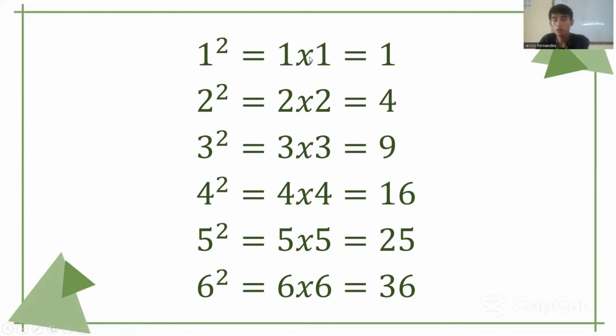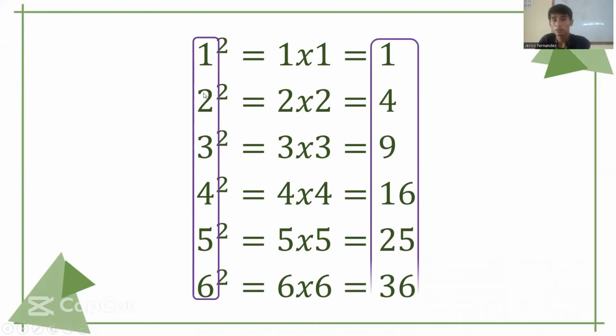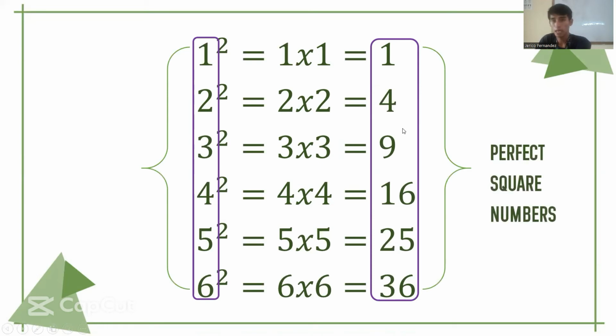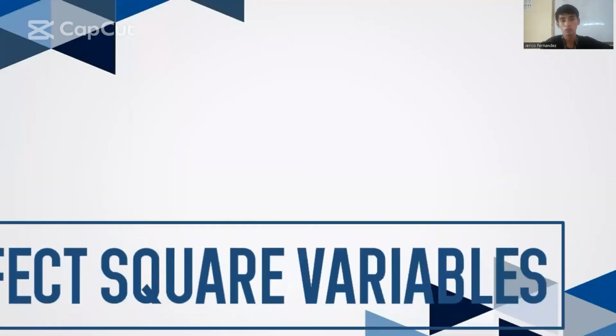We have here the list of the first 6 perfect squares. We have 1 squared is equal to 1 times 1, di ba? Tinimes sa sarili, equals 1. Ganon din yung 2, 3, 4, 5, 6. So, itong mga nasa kaliwa at nasa kanan ay square roots and perfect square numbers. Perfect square numbers doon nasa kanan kasi sila yung product. And then, ito yung square root kasi sila yung base, or sila yung i-multiply sa sarili. Okay? That's perfect square and square roots.